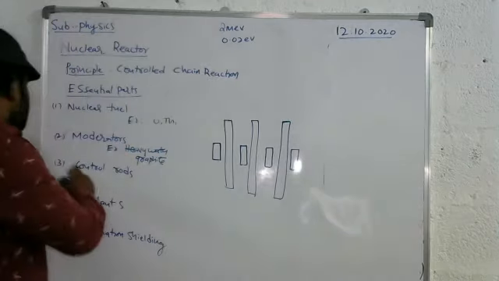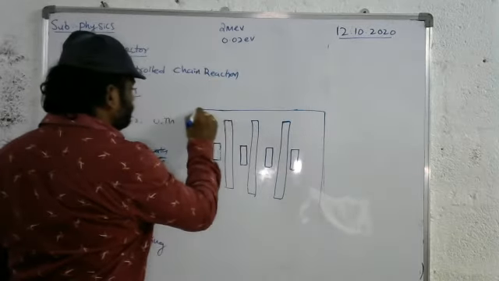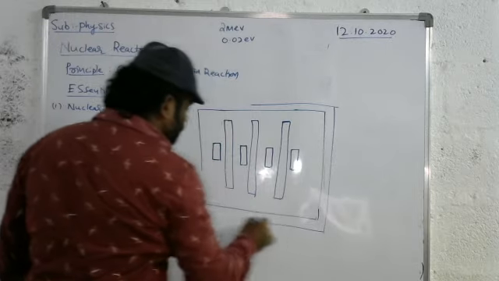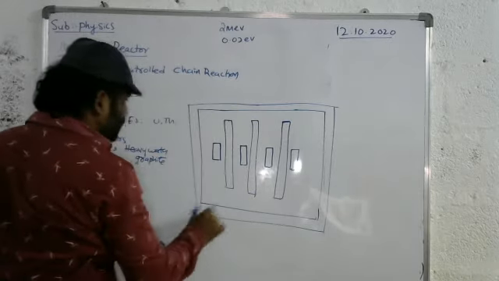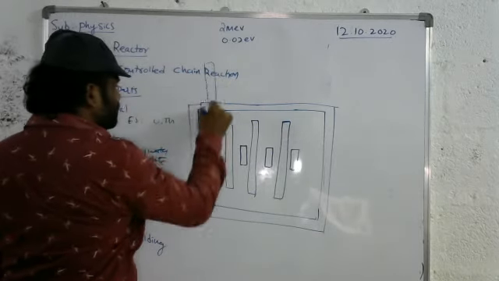So next, control rods. Here there is a border. Control rods are placed here.